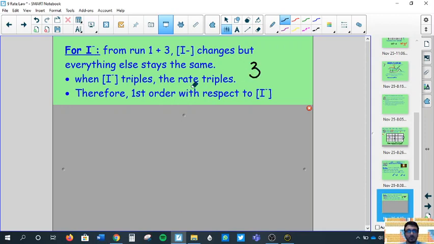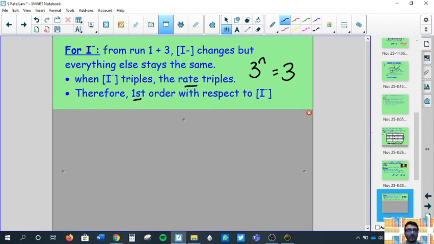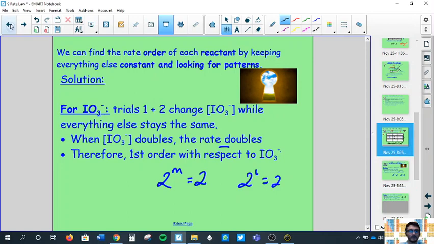Okay, turns out the rate also triples. So our exponent n, as our unknown, would then need to be 1 as well. N has to be 1. So the reaction is therefore first order with respect to iodide. So far our first two reactants are all first order. Okay, let's do the next one, the last one.